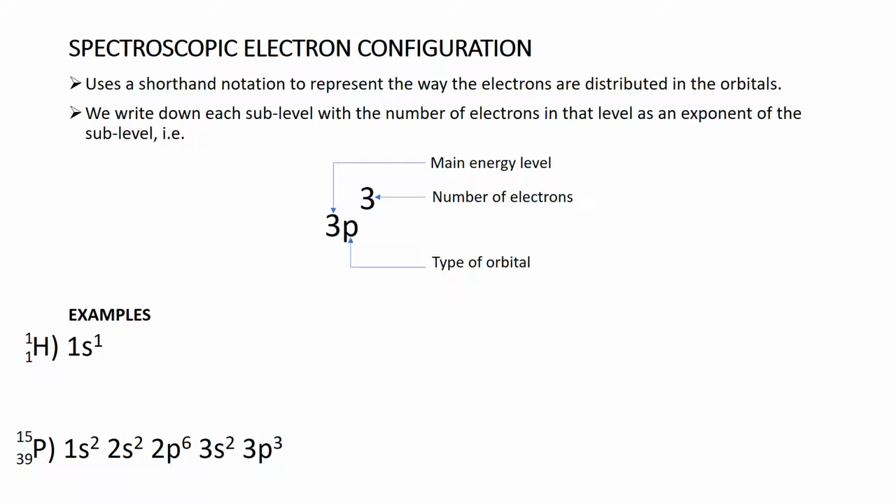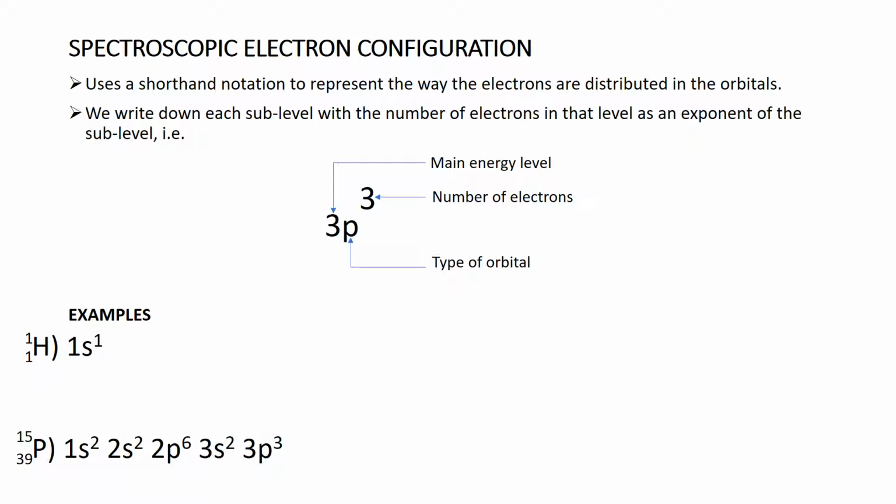Then we move on to phosphorus. Phosphorus has 15 electrons. How do we know this? Because it has 15 protons and it is a neutral atom, so it is going to have the same number of electrons as protons. So we write its electron configuration as 1s², 2s², 2p⁶, 3s², and 3p³.